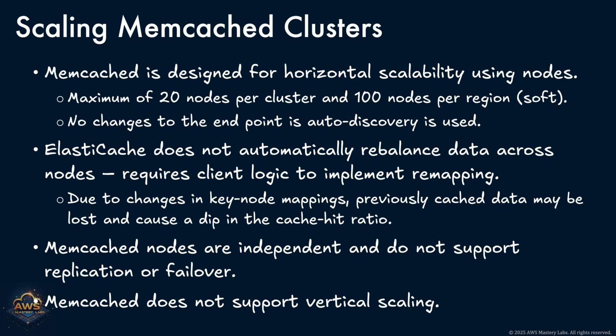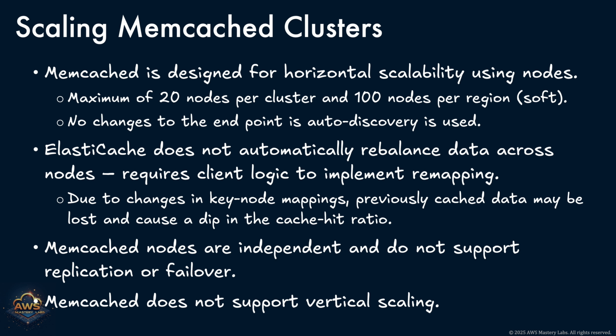ElastiCache for Memcached does not perform automatic data rebalancing when the cluster size changes. It's up to the application logic or enhanced Memcached client libraries to handle these transitions smoothly. Fortunately, Memcached's auto-discovery feature simplifies this process by allowing clients to dynamically retrieve the updated node list from a configuration endpoint. This makes it easier to handle changes without restarting or redeploying the application.